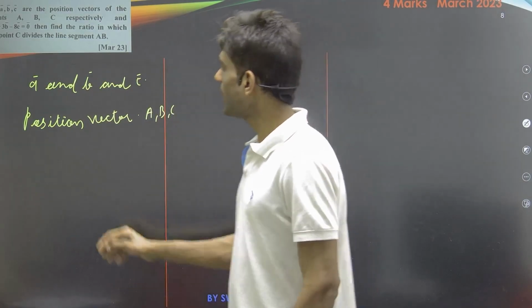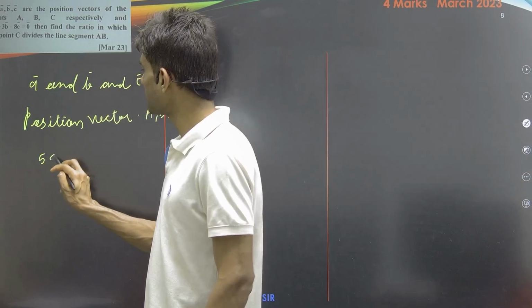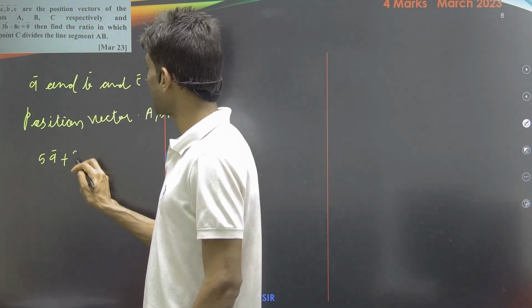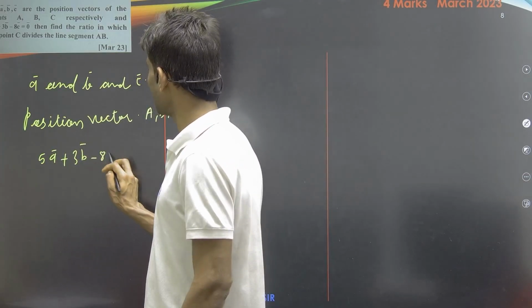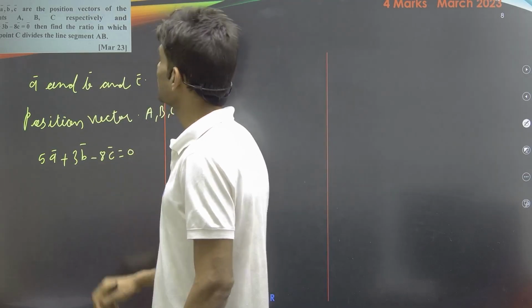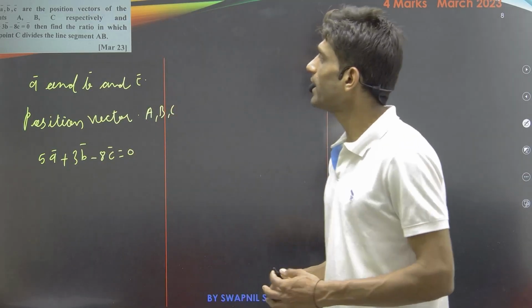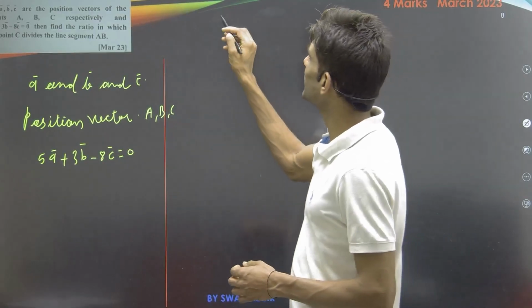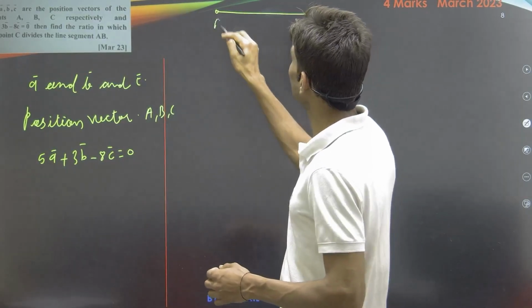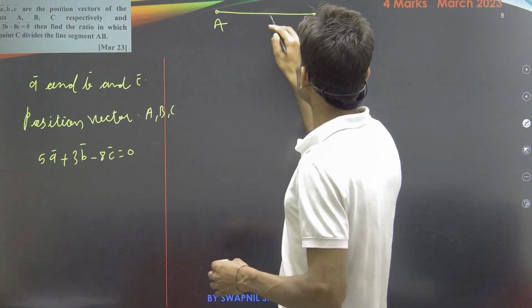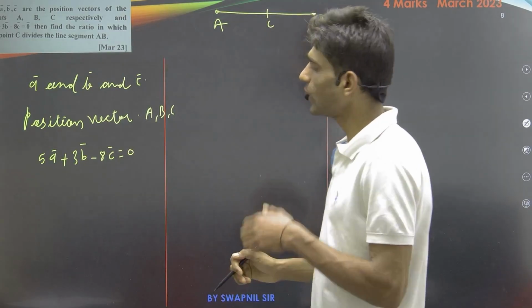Okay, and we have been given one more equation, 5 times a bar plus 3 times b bar minus 8 times c bar, which is equal to 0. Then find the ratio in which point C divides line segment AB. Point C divides line segment AB. Okay, so we want the ratio.